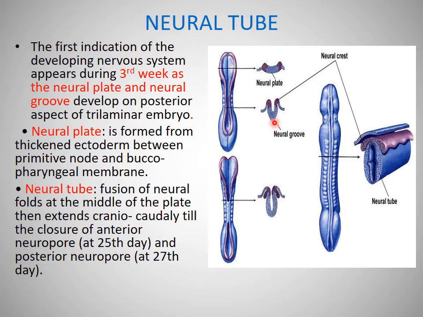First is the formation of the neural plate, and then the neural groove formation takes place in a trilaminar embryo. And this neural plate is formed from the thickened ectoderm between the primitive node and the buccopharyngeal membrane. And then the closure of the neural folds takes place to form the neural tube in a craniocaudal direction. And this anterior neuropore closes at day 25, whereas the posterior neuropore closes at day 27.